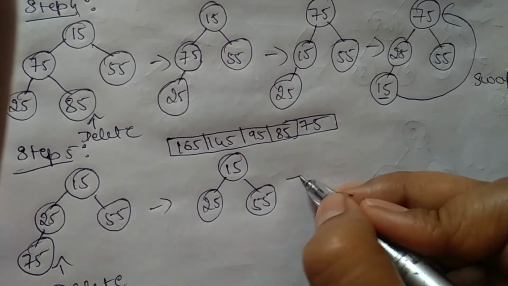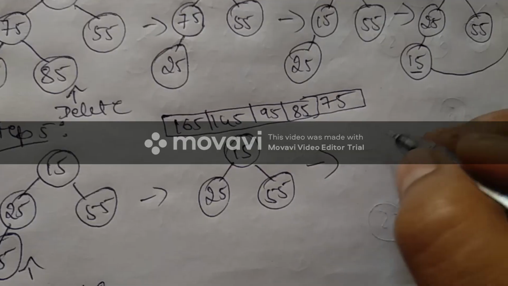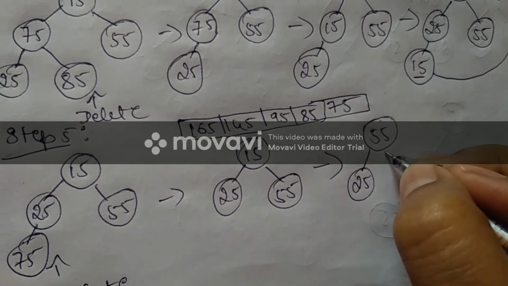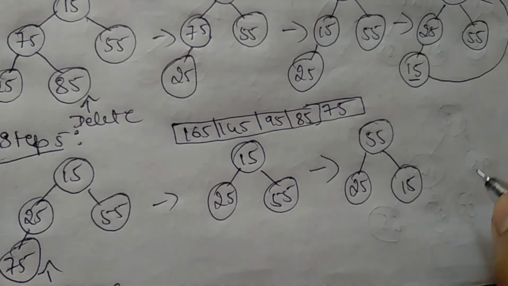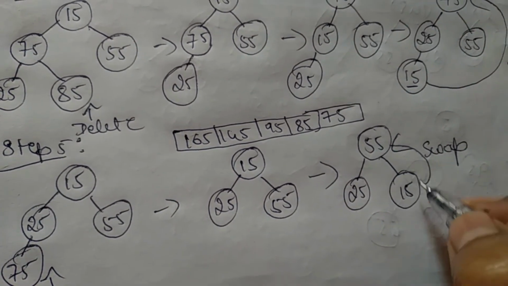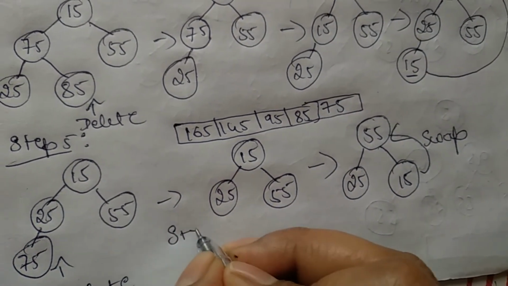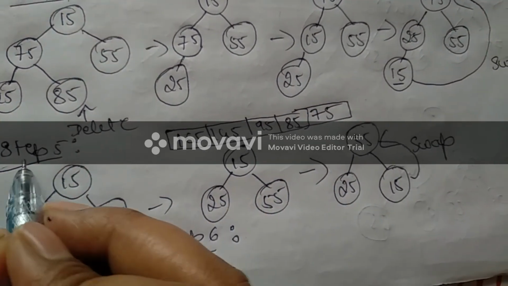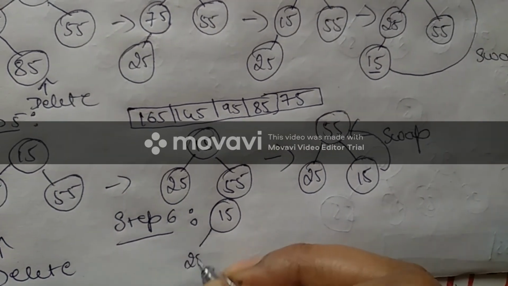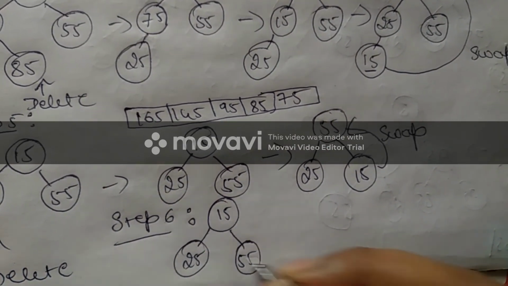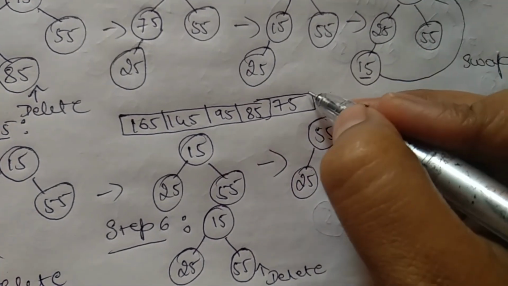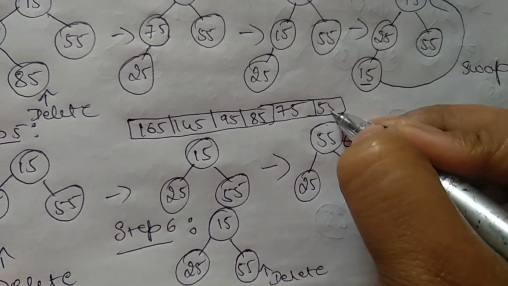Then 55 and 55. So swap 55 and 15. So 55 will go here. This is 25 and this is 15. Now again, next swap the last element and the root, 15 and 55. I'll go for step 6. Here it is step 5. Next I'll swap 15. This is 25 and this is 55. I'll delete 55. If 55 is deleted, it will go to the array.